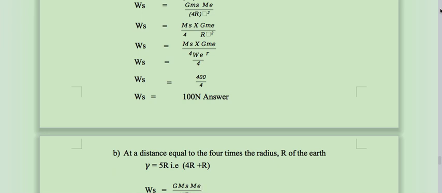B. At a distance equal to 4 times the radius of the Earth. Remember, before they said equal to the radius of the Earth. Now, at a distance equal to 4 times the radius, that means 4R plus the radius of the Earth, which is the distance. 4R plus R will give us 5R.